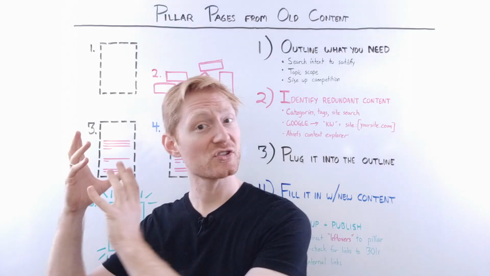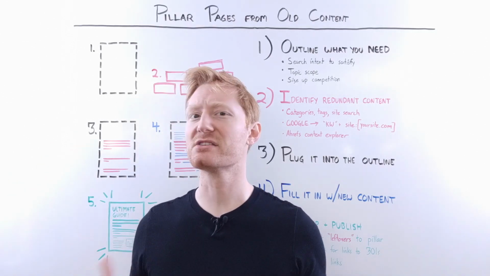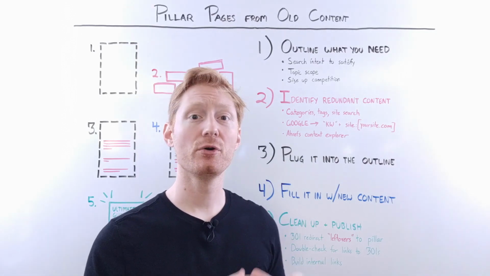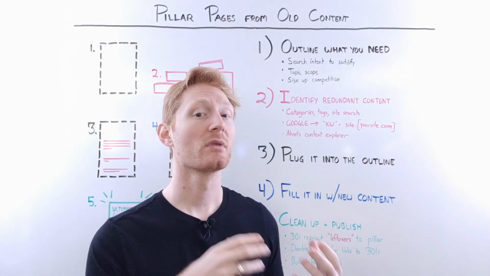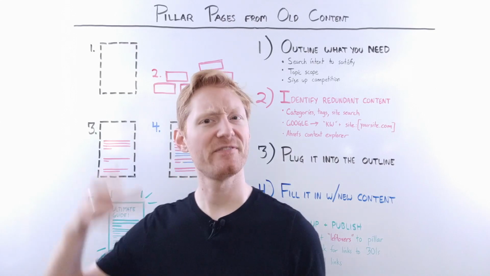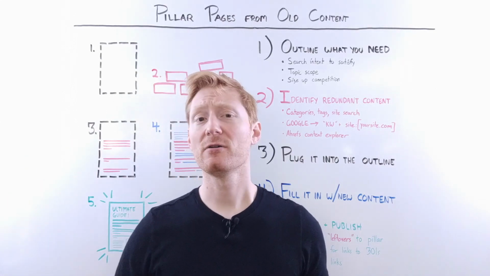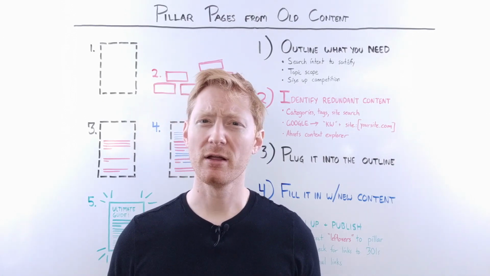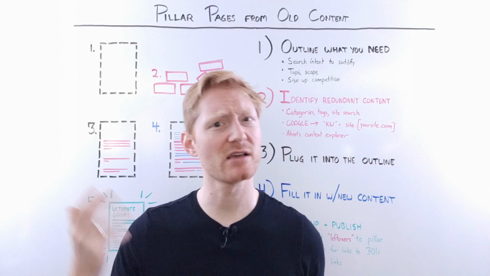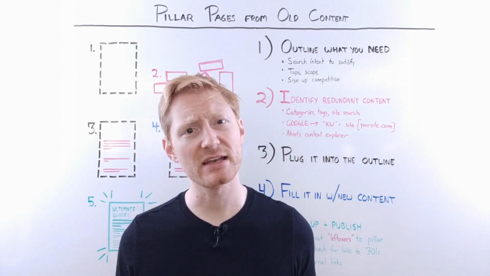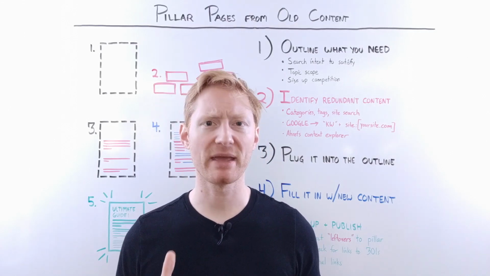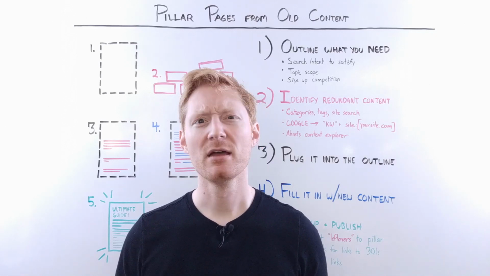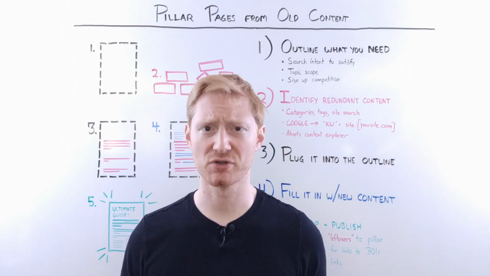So the trick is start with that outline as though you were making this from scratch, and then go through your old content to find the pieces that could fit into that outline. Now, finding redundant content can be pretty difficult. A lot of people will know off the top of their heads a few key posts that are related to a topic, but if you really want a good picture of how much content you have on a certain topic, then you're going to want to go searching through your blog.